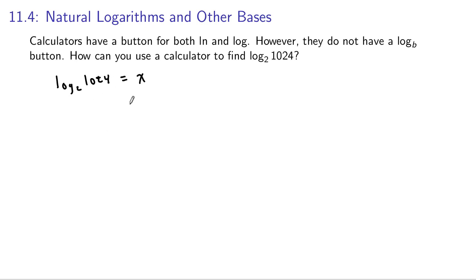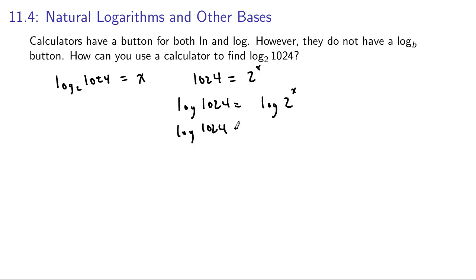If we rewrite this using the definition of logarithm, we could write 1024 is 2 to the what power? If we take the either logarithm, we could do natural logarithm or the base 10 logarithm of both sides, we can solve this exponential equation. We have log of 1024 is log of 2 to the x. Pulling the x in front, we have log of 1024 is x log 2. Dividing both sides by log 2 and flipping the equation, we get x is log 1024 over log 2.